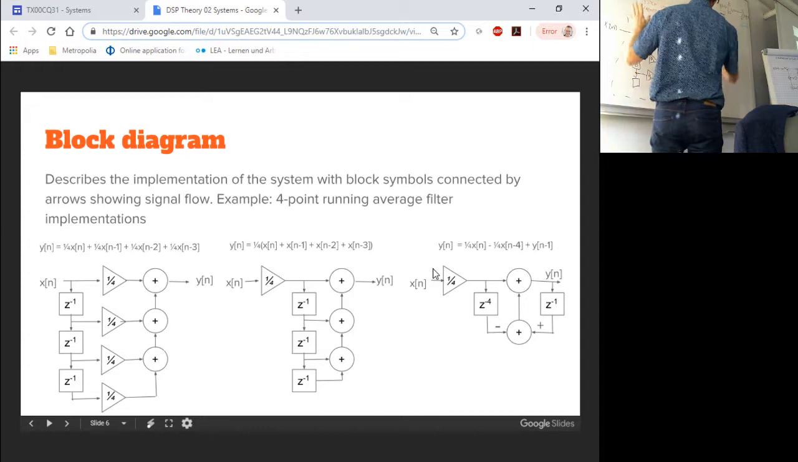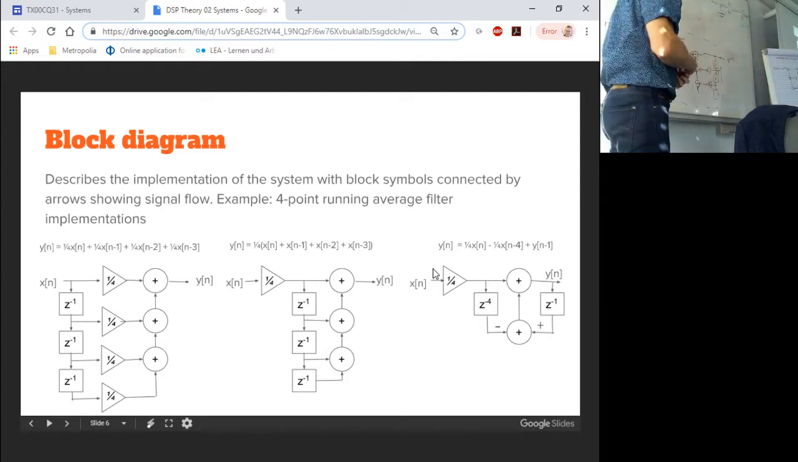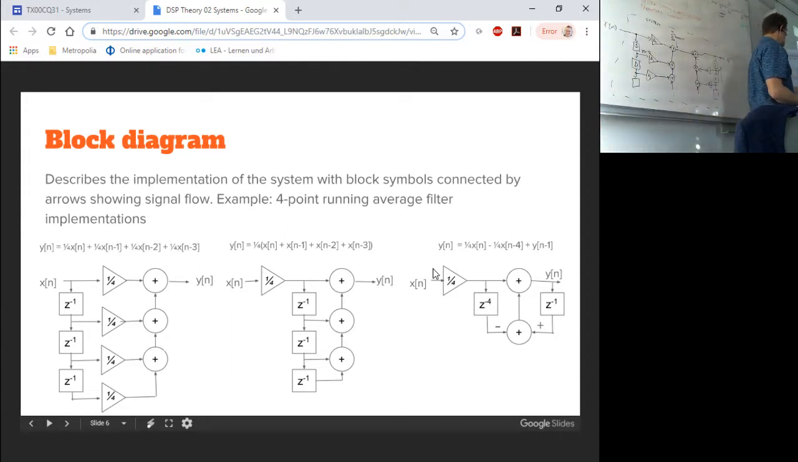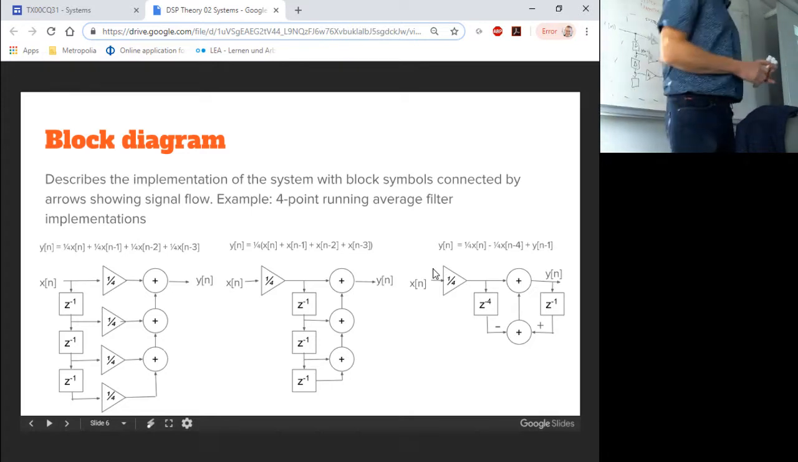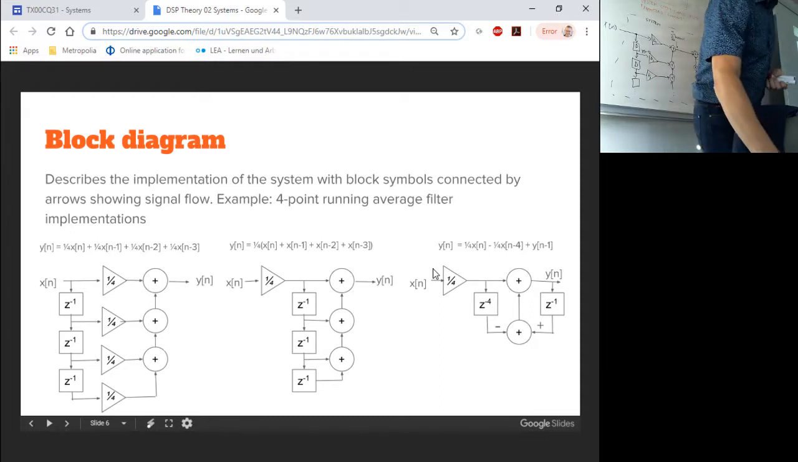So don't take this difference equation as the primary source for your implementation, but think of different ways to make the system more efficient. A very important thing when you are designing these embedded systems filters. In small processors, you never have enough memory. Never.